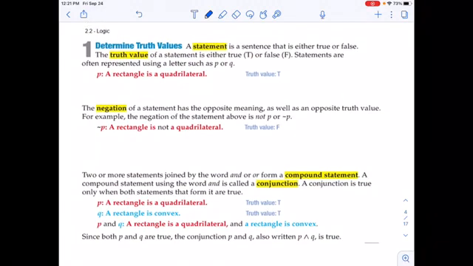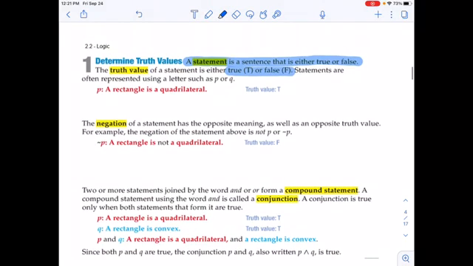A statement is a sentence that is either true or false. So any sentence I say is a statement. It could be true or false. Same thing here with these ones in our class. The truth value of a statement is either we mark it with the word true or a capital T, or false with a capital F. Statements are often represented using a letter such as P or Q. So in this case, this statement, a rectangle is a quadrilateral, is marked as statement P. It's just nifty to have shorthand. And a rectangle is a quadrilateral, so that is a truth value of T, or true.